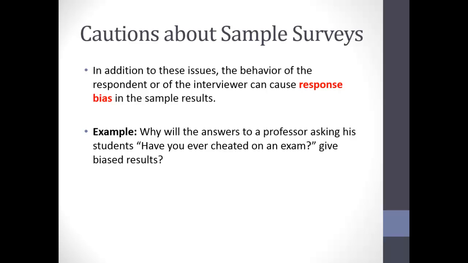So another example, if I'm sitting in here and I ask you, have you guys ever cheated on an exam? Will that give biased results? Yes. And that one's pretty obvious, right? Because in the context here, if it's non-anonymous, then you're maybe not going to be perfectly honest with me about that. Maybe you will, and that's good too. So again, just keeping in mind that the context of how the question is being asked can cause additional bias there.